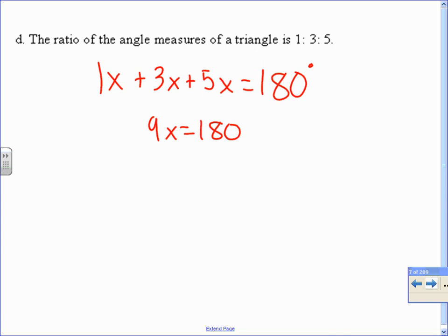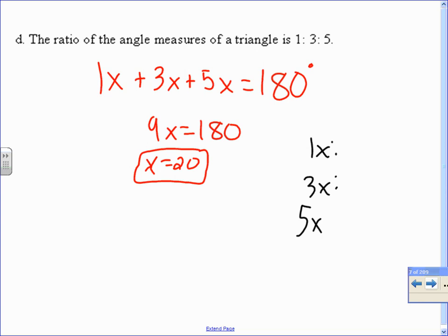What's x going to be, Jeremy? Good, x is 20. But we're not done. Once you find x, we need to put x back into the extended ratio of the angles. So what would these three angles be once you put 20 into them? Annalise, what would these be?